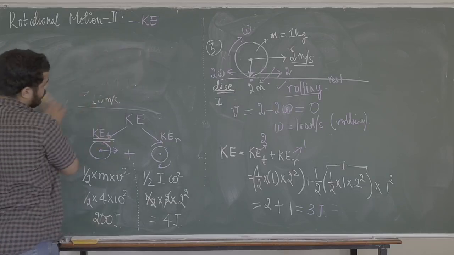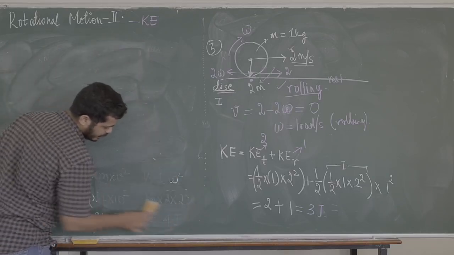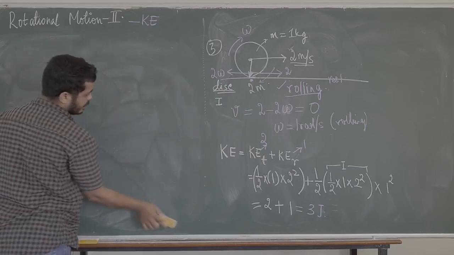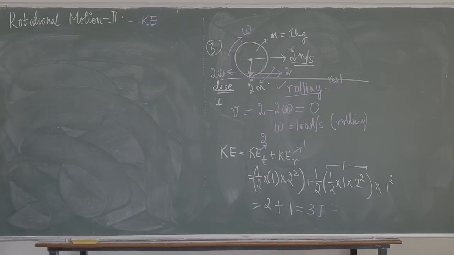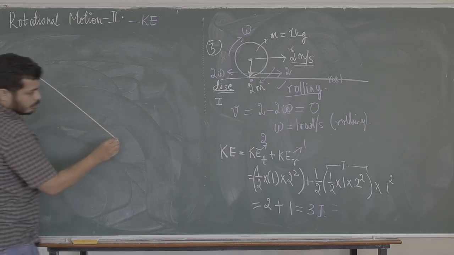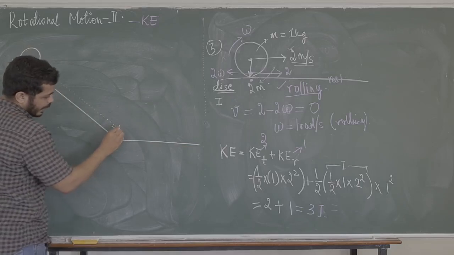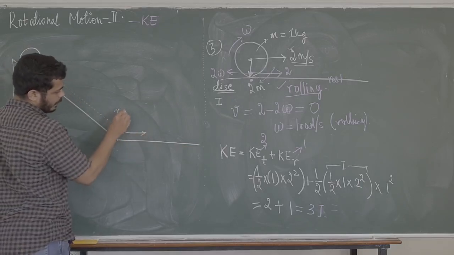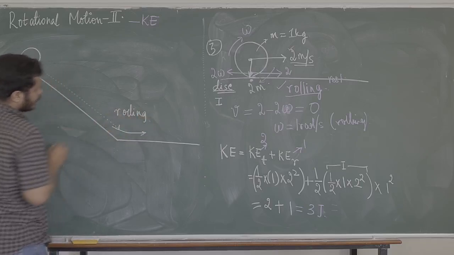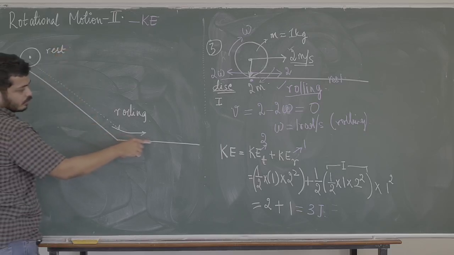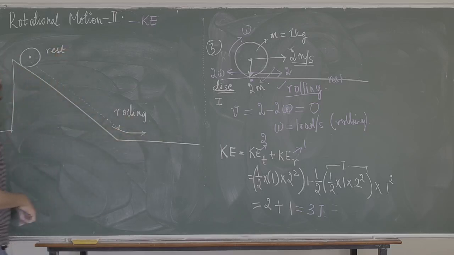Let's give you an actual problem, slightly different. Let us say that there is an inclined plane and an object is rolling down this inclined plane. So this is a disc, and down this inclined plane some object is rolling down and then it moves forward also. So keep in mind that the object is rolling. Let us say initially the object is at rest, and finally when it reaches over here it is rolling.